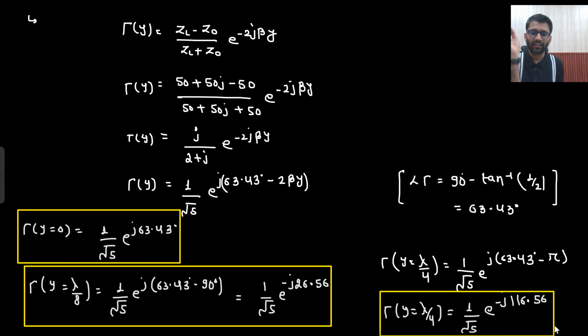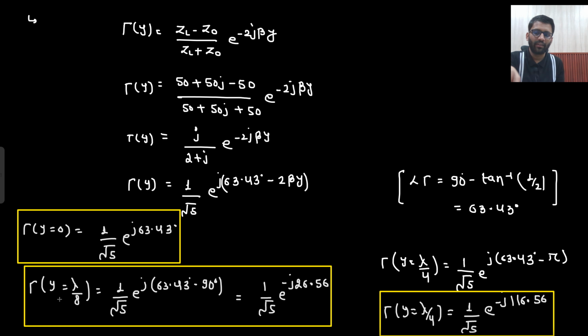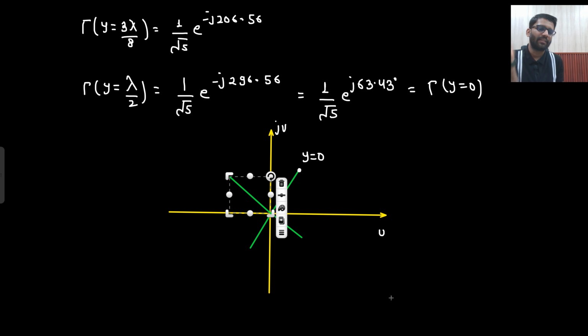Now what is the next angle? The next angle is minus 26.56. So minus 26.56 would be somewhat like this, right? This is at y equals to lambda by 8. Then the angle is minus 116.56, so that would be somewhat like this. And next is minus 206.56, which would be greater than 180, so that would be somewhere here. And then again the same angle.